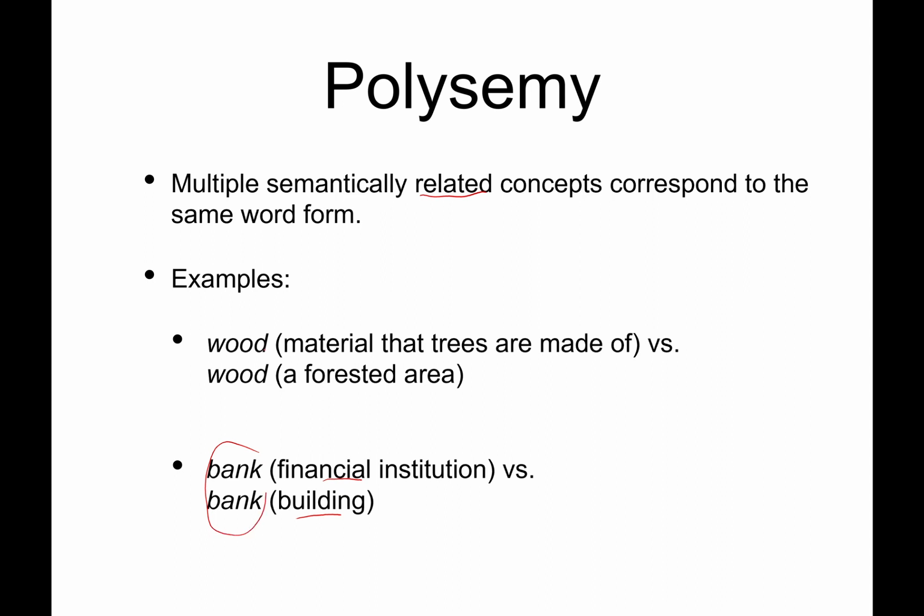And then if you use wood as material that the trees are made of versus wood as a forested area, they are very related to each other again. So we can say that wood is a polysemous word, and we're not talking about homonymy. There are some few examples in the literature where it's hard to tell the difference. Like that is the same word. This is the same word that you are using in different contexts to mean different things, but hard to tell. It is hard to tell if it's polysemy or homonymy in some specific cases, but generally if you use this rule of related, unrelated, you should be fine.